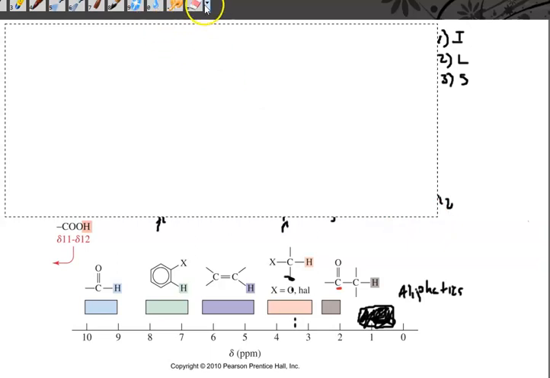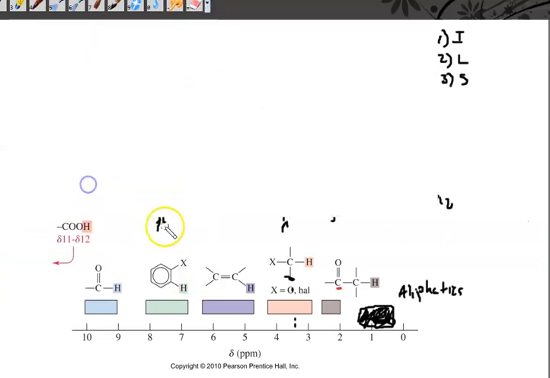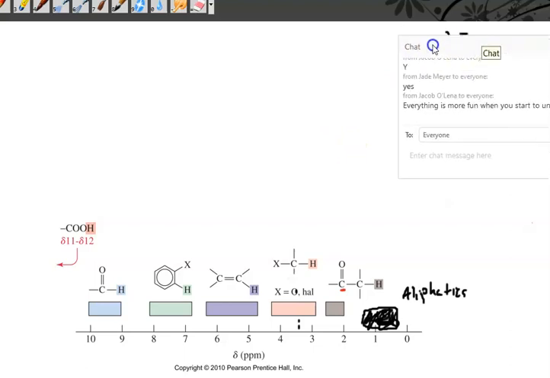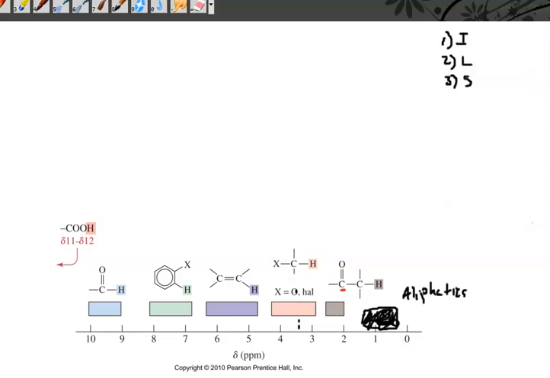Good. You guys finding this fun? Some people do. It's like a puzzle. You got information, you just got to piece it all together. I know you guys are finding it fun, and I know you're not answering that. I know you do, you just don't want to answer it. Everything is more fun when you start to understand. Yes, that's true. It is.